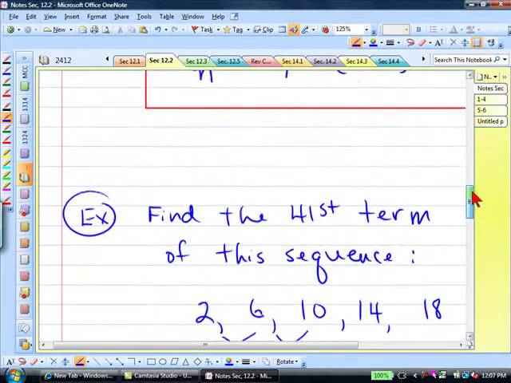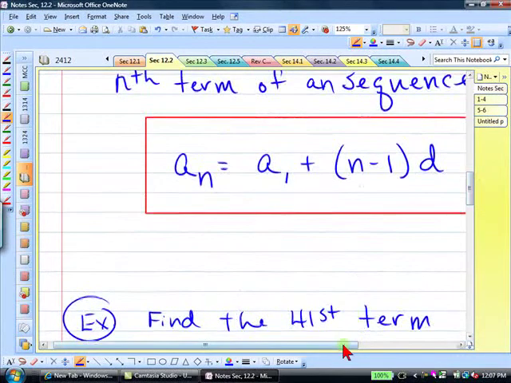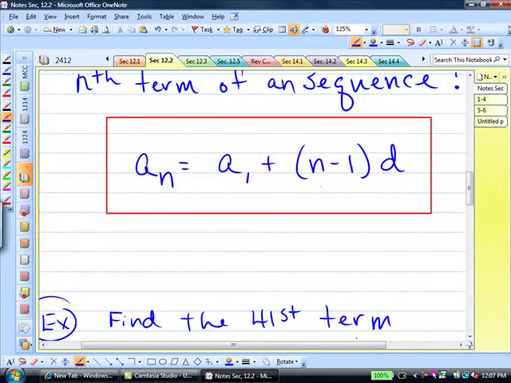Right there. I have it, but it doesn't look like it. Are you sure? Well, I mean, first term plus n minus 1 times the common difference. First term, okay. Cool. Are we good? Yeah.